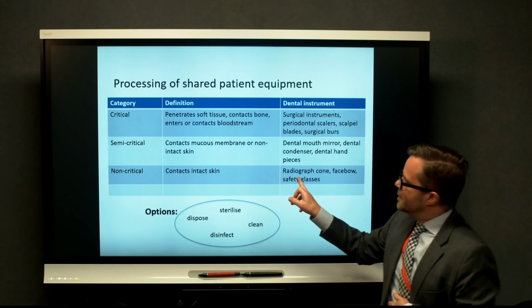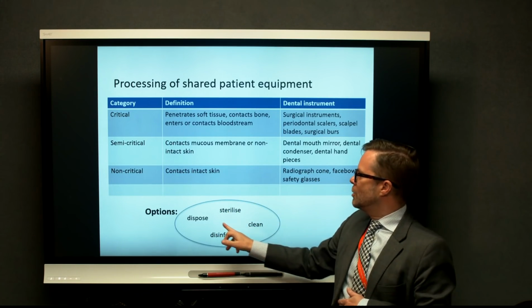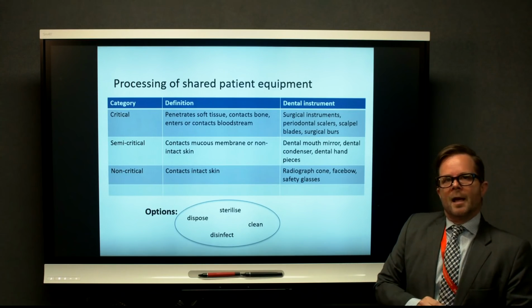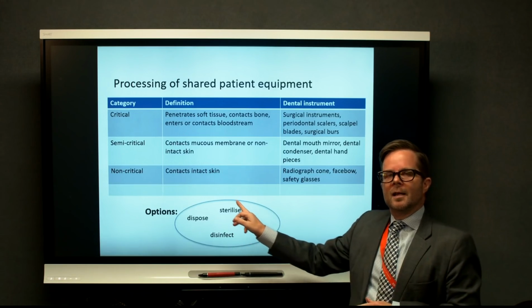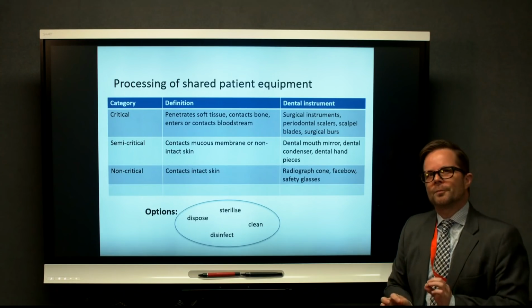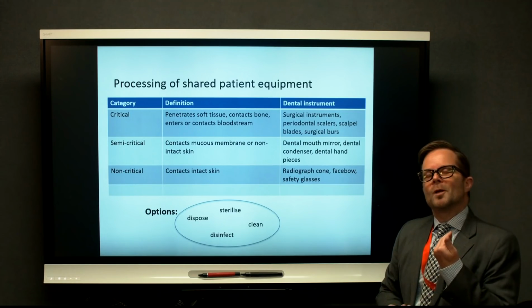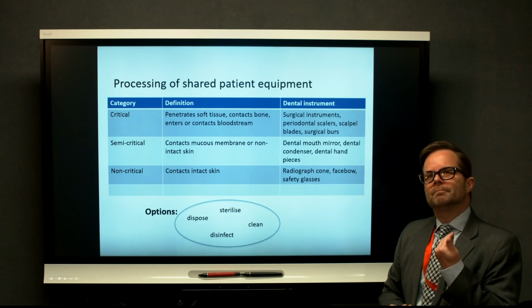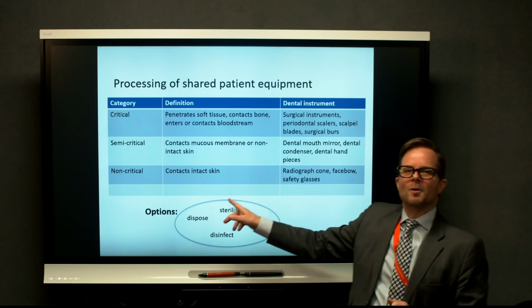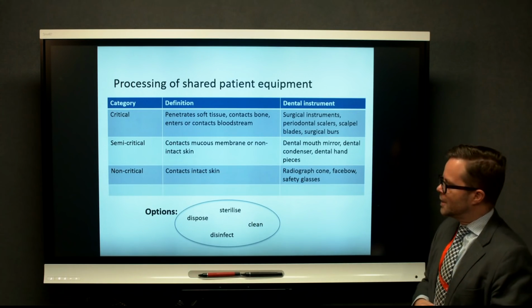For semi-critical items, such as the dental mouth mirror, the hand piece, for example, again, we would choose to sterilize those things. That is our choice. That is the option of choice, to sterilize. Now there are some weird little things we use, like a mirror that we... no, we don't do that anymore. We used to be able to do that. So let's just go with sterilize for semi-critical items. That's the way we would approach that.